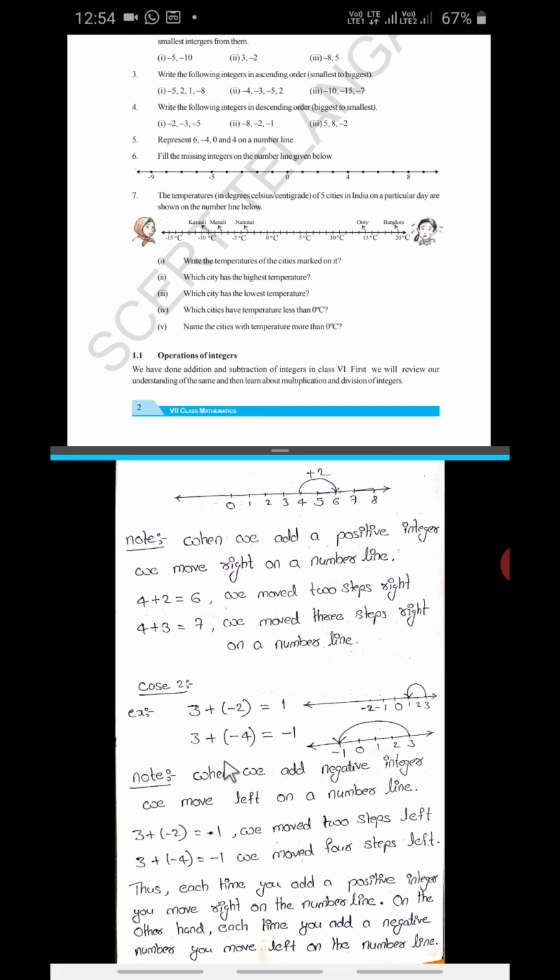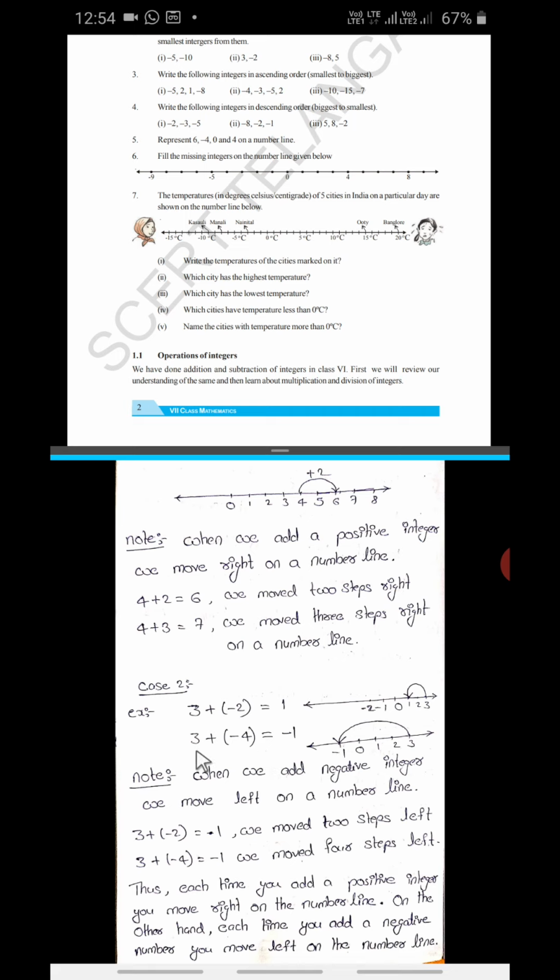See the other example. 3 plus of minus 4. 3 plus of minus 4 equal to, 3 plus of minus 4 means what? Plus into minus will become minus. 3 minus 4. 3 minus 4 equal to how much? Minus 1. 3 minus 4 means minus 1.